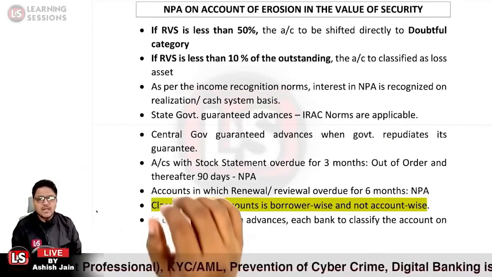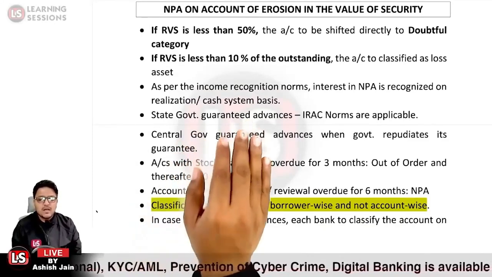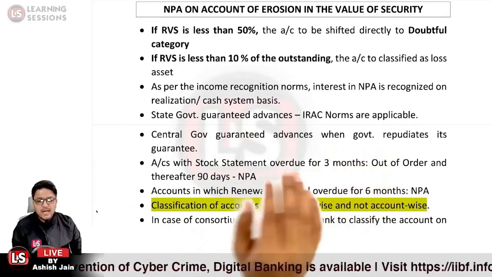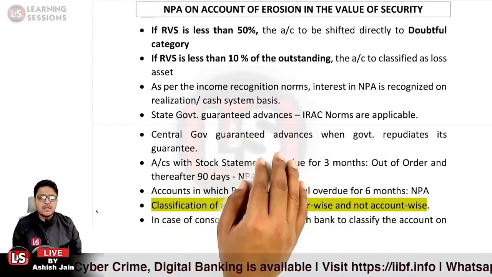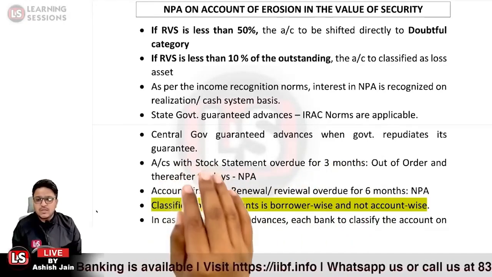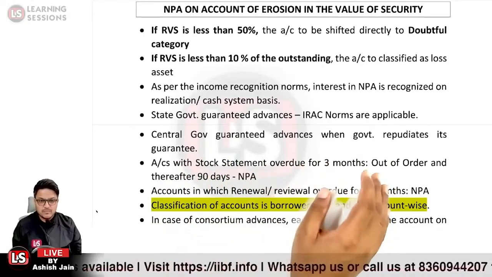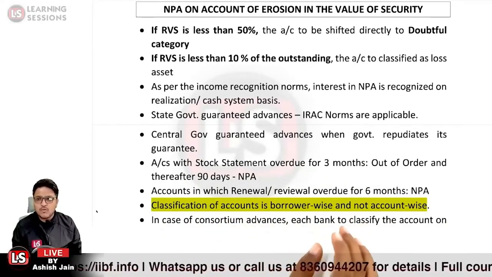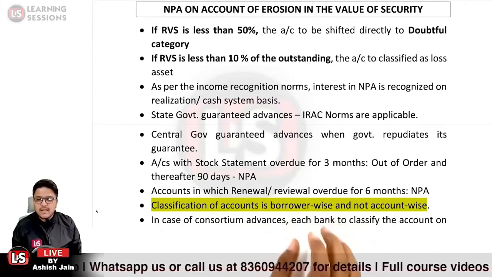Further, we have discussed already that for state government guaranteed advances, the normal IRAC norms are applicable, and for central government guaranteed advances, only when the government repudiates its guarantee will the normal IRAC norms be applicable. Okay, and the classification of the account is borrower wise. It is not account wise, it is borrower wise.